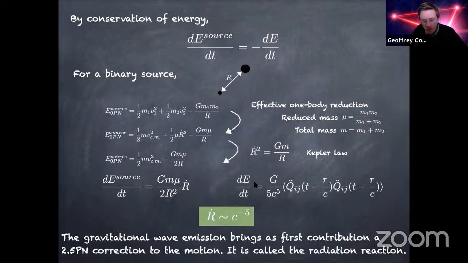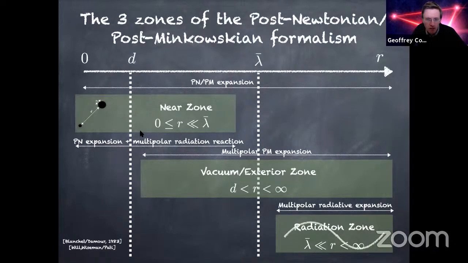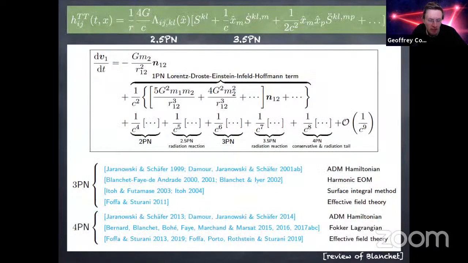Just in terms of the coefficient, the variation of the radius is given here by a power G over c^5. So 5 means 2.5 post-Newtonian. This is why the gravitational wave emission brings as first contribution a 2.5 PN correction to the motion. This is the multipolar radiation reaction, coming from the gravitational wave emission in the radiation zone that backreacts on the source. There is an entire formalism here, and this is just a sample to give you an idea.